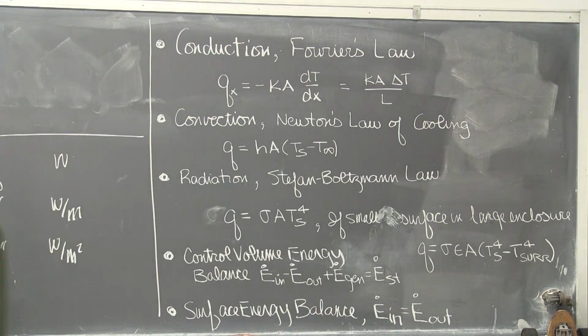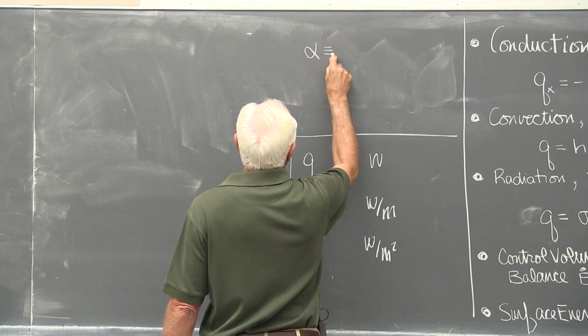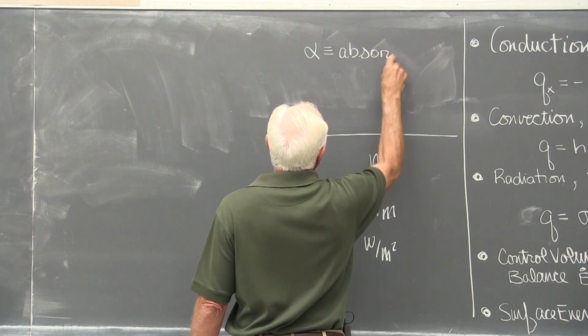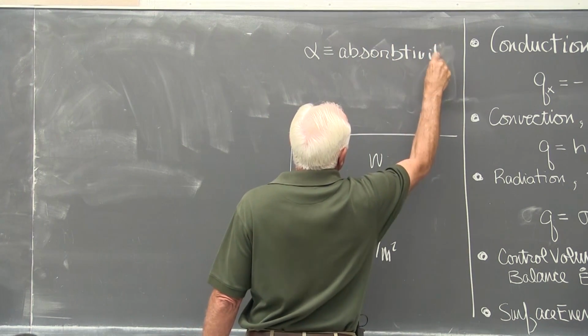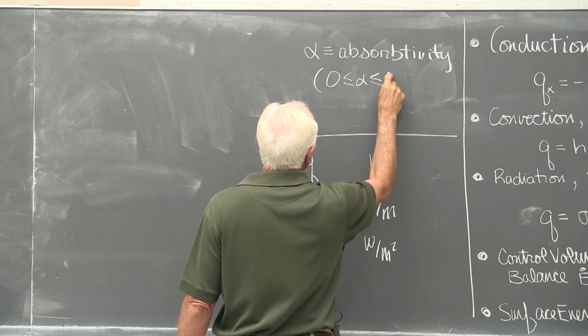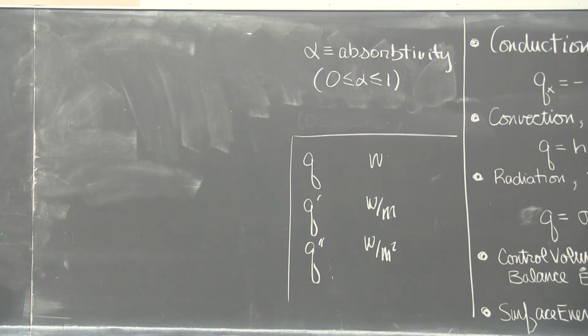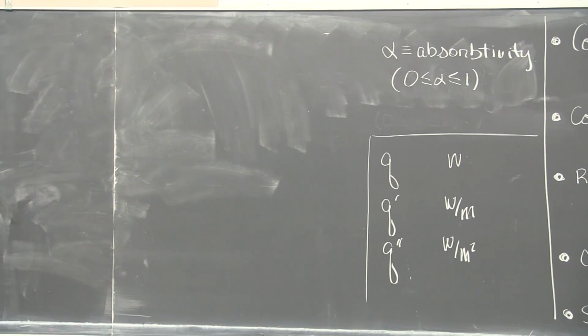There's one that I didn't put on the board last time on radiation. It's alpha, the absorptivity. Again, it's dimensionless. It's between 0 and 1. And it's pretty much what the name implies. It's the absorption of the radiation by the surface. So if a surface is black, alpha can be close to 1. If it's highly reflective, alpha can be a lot less than 1, close to 0.